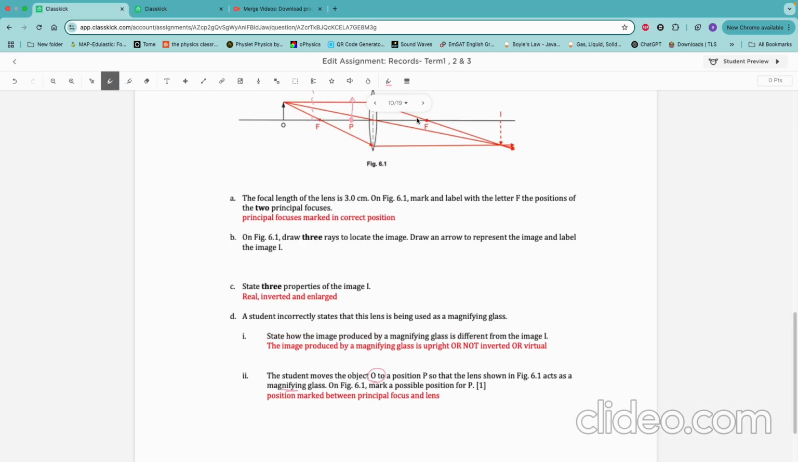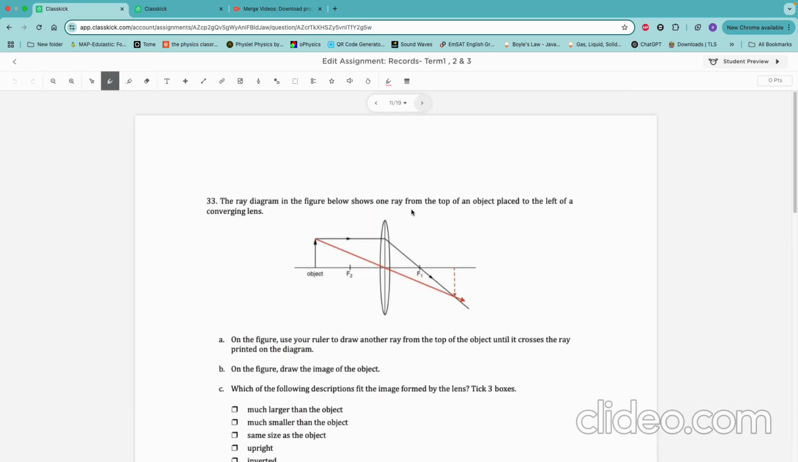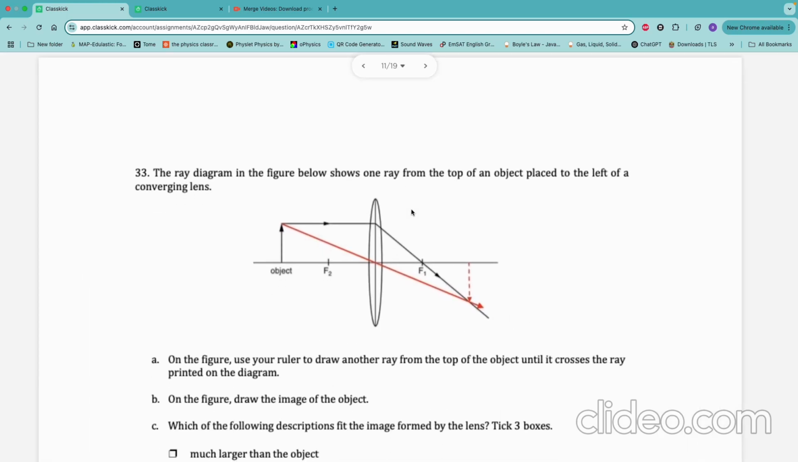I think no more questions related to lens. Oh, we have one more question. The diagram in the figure below shows one ray in this type of lens. What type of lens is this? It's convex. Convex, automatically you connect it to ray will be refracted inward.